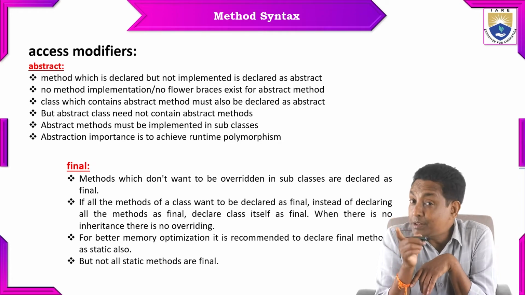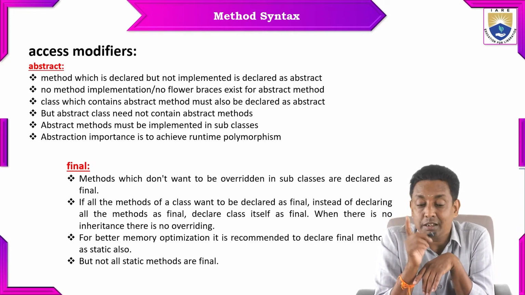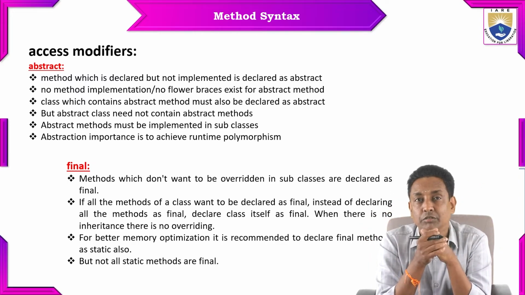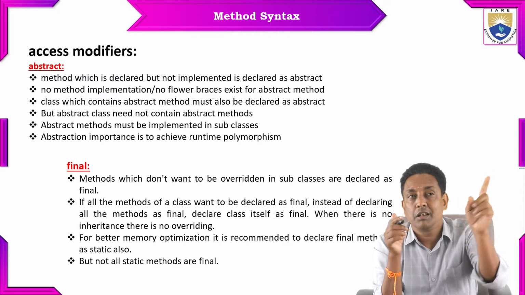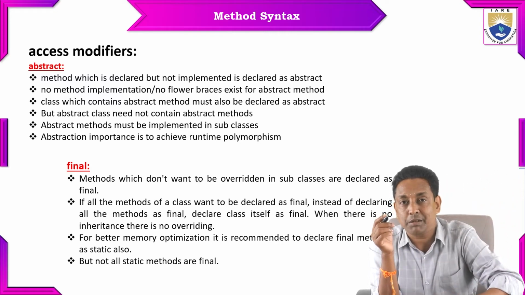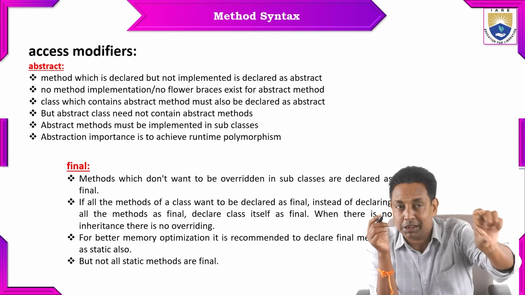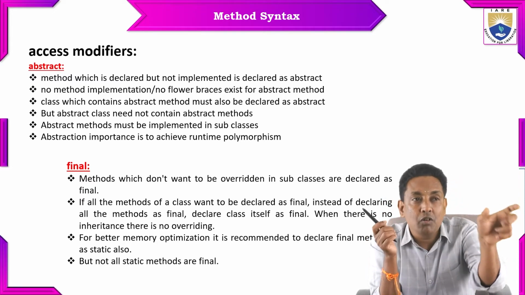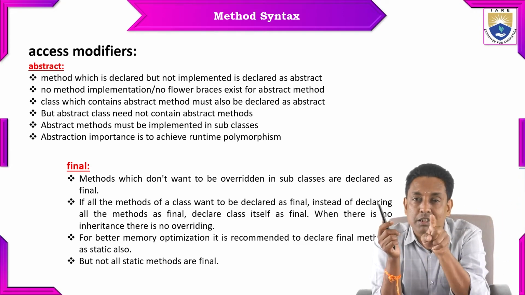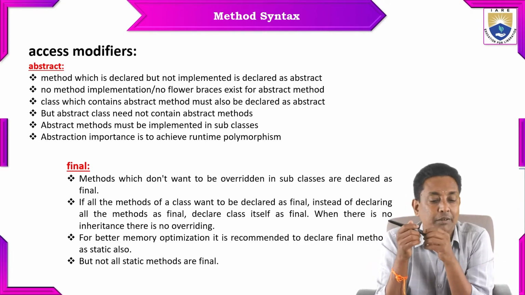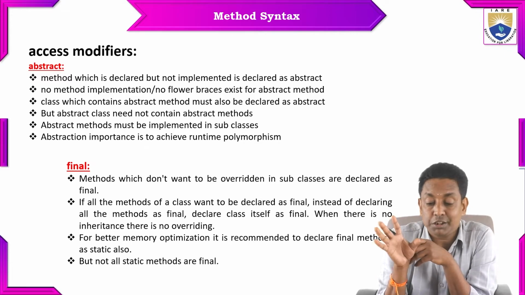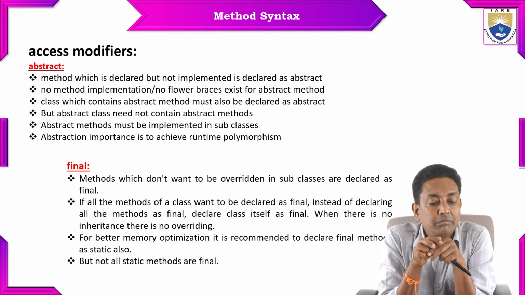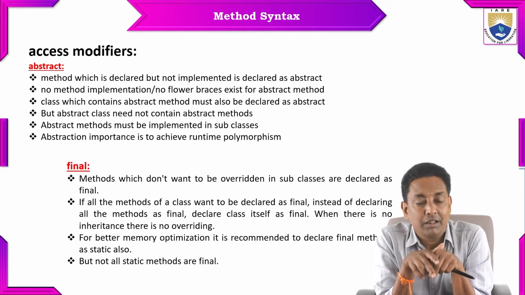Abstract methods must be implemented in the subclass. This is very, very important. Whenever an abstract class is given, what can you do with it? You can only write a subclass to the abstract class, and whatever abstract method is given in the abstract class, that method needs to be implemented in your class. If you don't implement the superclass abstract method in your class, declare your class also as abstract. The importance of abstraction is to achieve runtime polymorphism, which we will discuss in the next slide. That is about abstract.